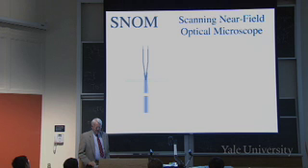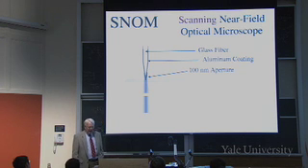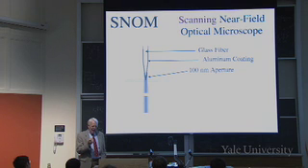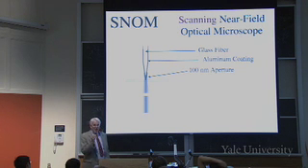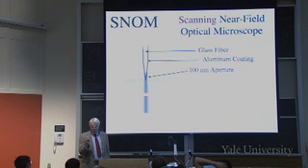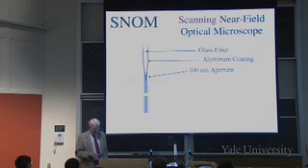SNOM stands for Scanning Near Field Optical Microscope. So this is in a sense seeing, but actually it's scanning, it's like feeling. What you have here is a glass fiber that's drawn down to a very sharp point and coated with aluminum. And the hole at the bottom is just 100 nanometers. That's like 100 molecules, right? Really, really tiny, like the scanning tunneling microscope.